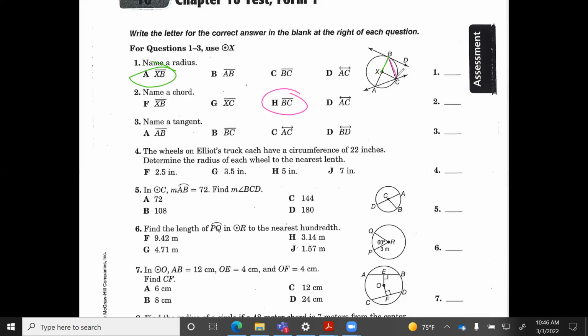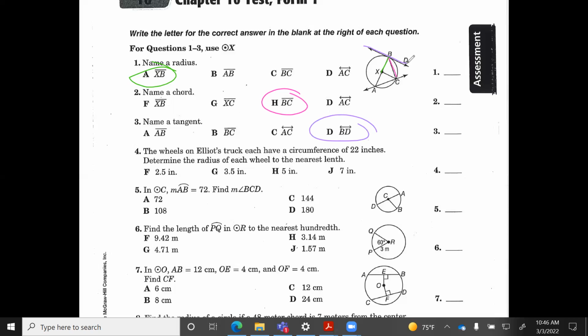Then it continues on and goes through the circle. Tangent intersects at 1 point. What intersects at 2 points? Start with an S. It's a secant. All right. So line AC is an example of a secant. The next one, name a tangent. There's only one tangent on that diagram. It is line what? BD. Yeah, tangent intersects the circle at exactly one spot.